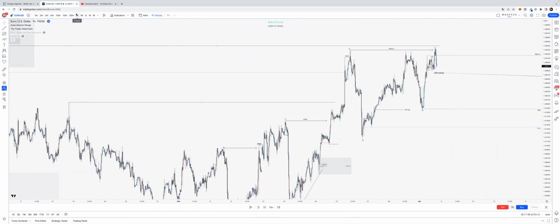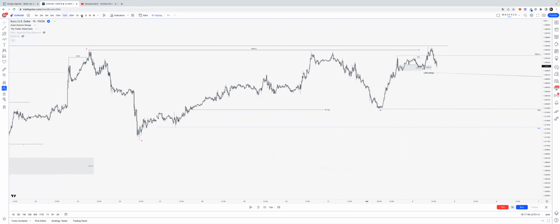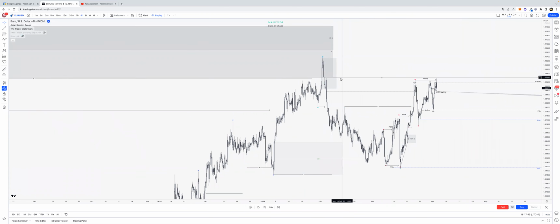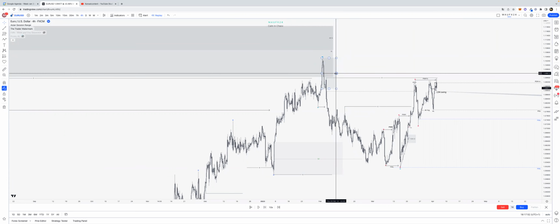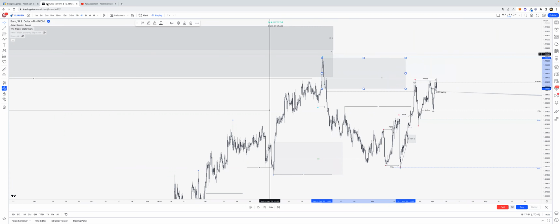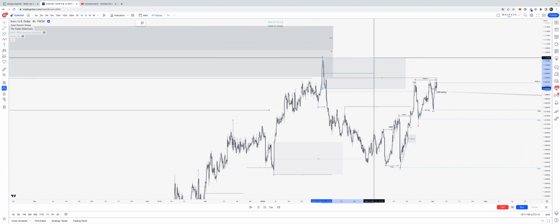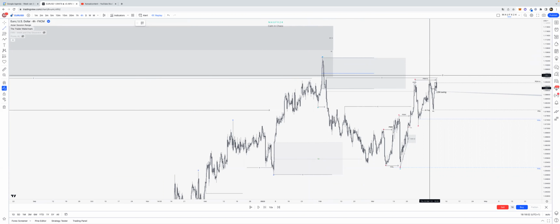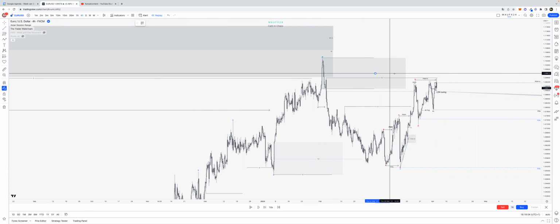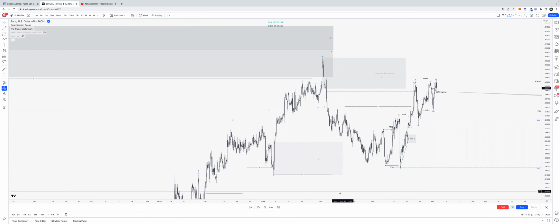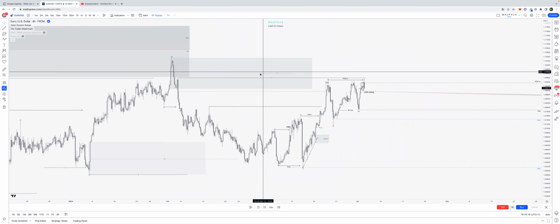And then knowing that, and also following just the most recent structure, if we zoom out, we know that we got this area above here to short from, which holds 50% of that 1 hour supply zone, which we didn't tap into yet. So actually 4 hour, 1 hour, whatever you want to call it. So 50% of that, we didn't tap into that yet. So we want to look for shorts maybe above that 50% of the block.